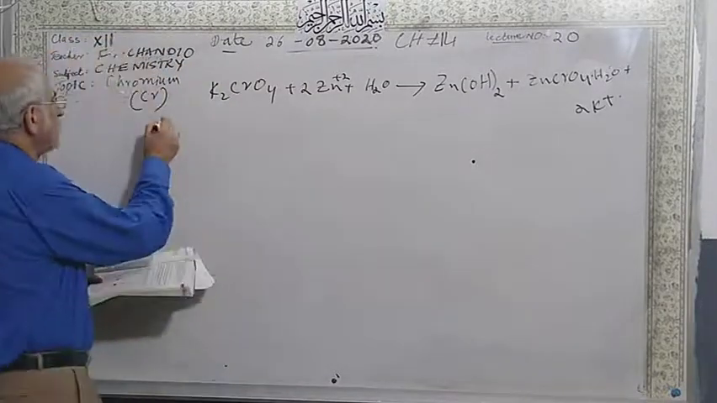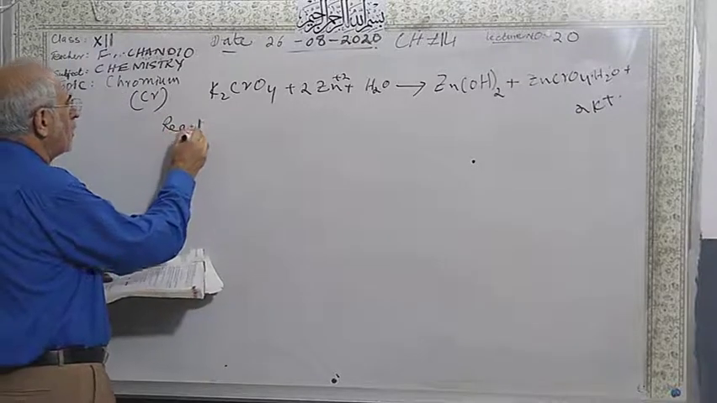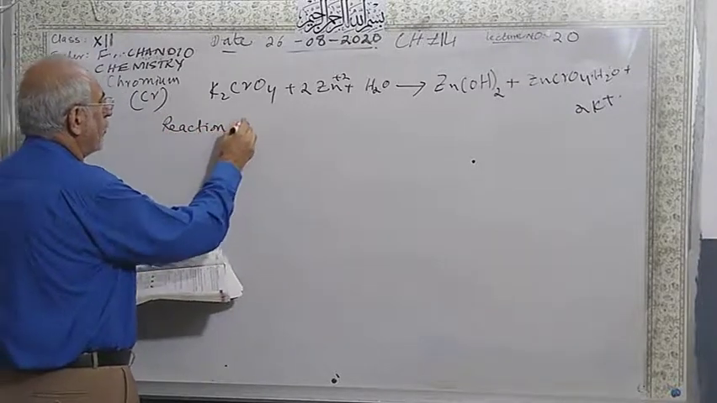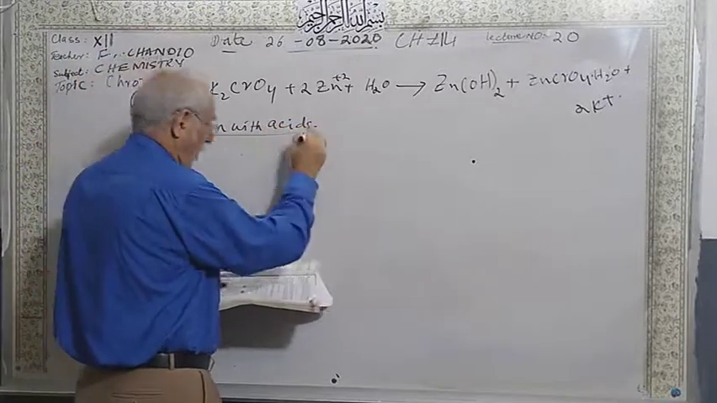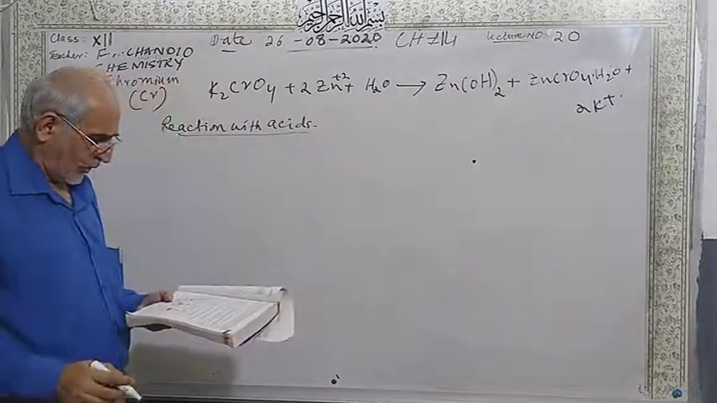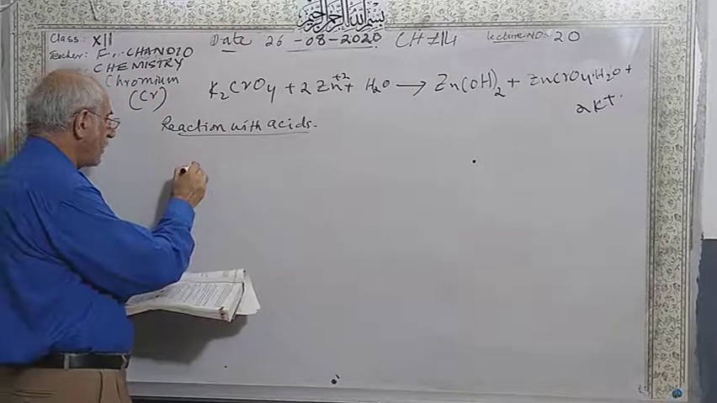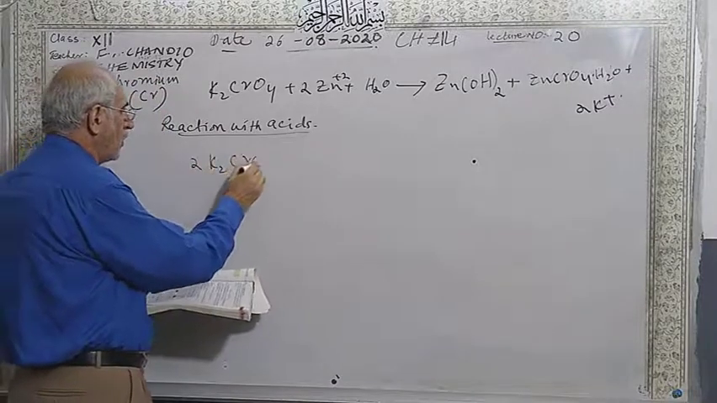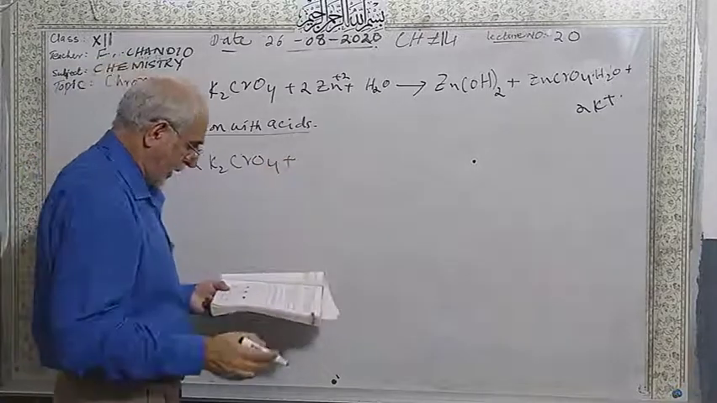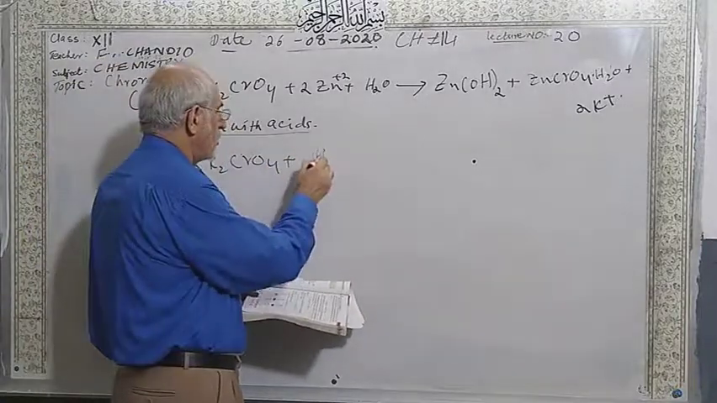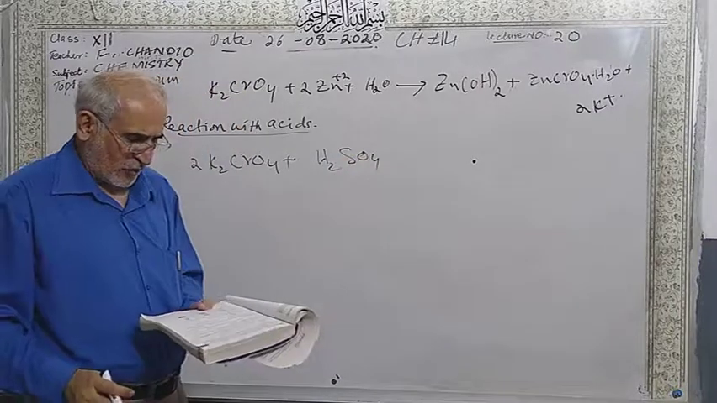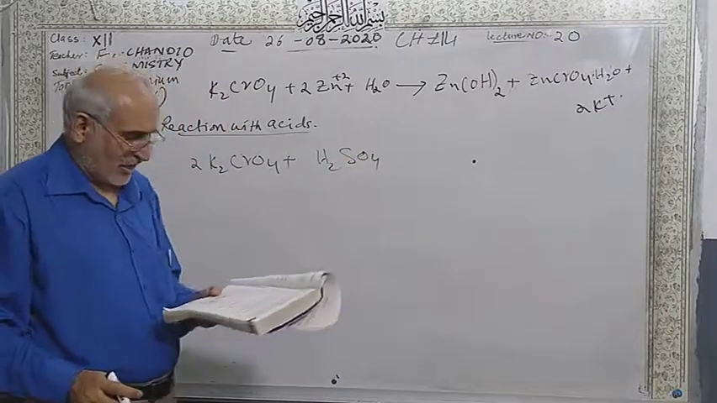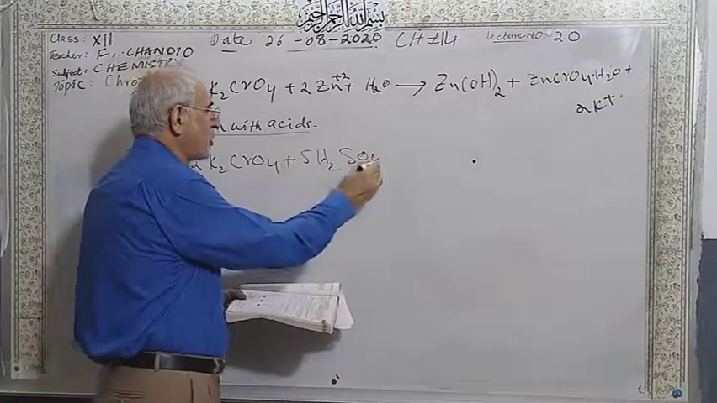Reaction with acids. So potassium chromate reacts with sulfuric acid. An acidified solution of potassium chromate is an oxidizing agent.